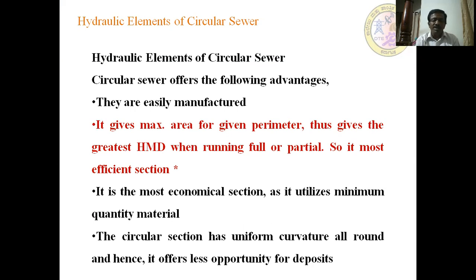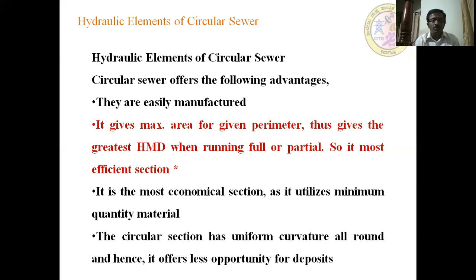Actually, theoretically, egg-shaped sections are very effective for carrying the minimum discharge with the maximum velocity, since the bottom portion of the egg section has a maximum perimeter, by which it is possible to increase the hydraulic mean depth also. But the carrying capacity of the bottom portion of the egg-shaped one is less since the cross-sectional area is less, and the manufacturing of such sewers is somewhat difficult.